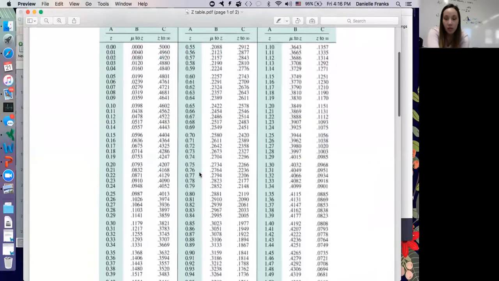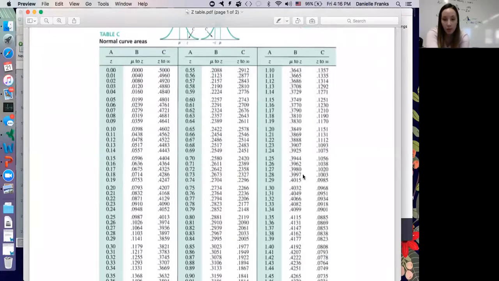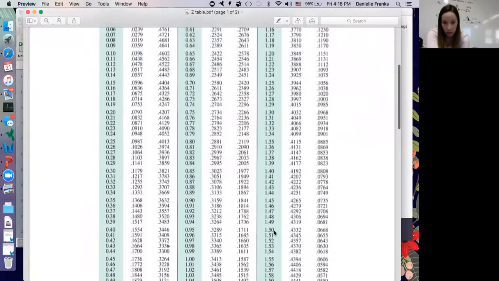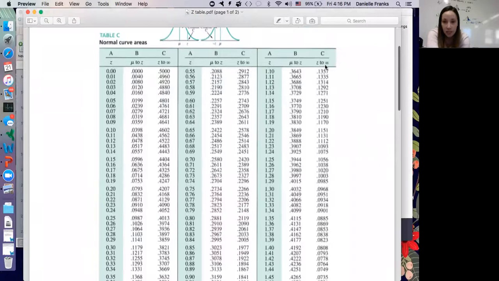Okay, so now we are looking for a z of 1.5. So we scroll down here, we find it, 1.5. And we're still wanting our z to infinity, and we see that our proportion that's associated with that is 0.0668. So see here, C column.